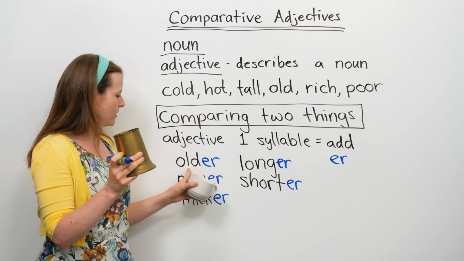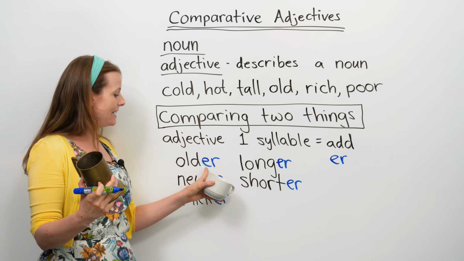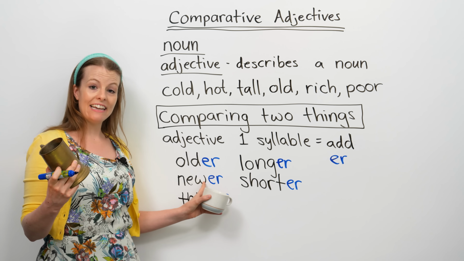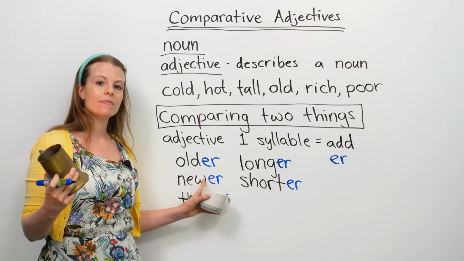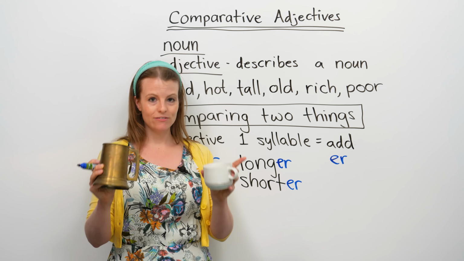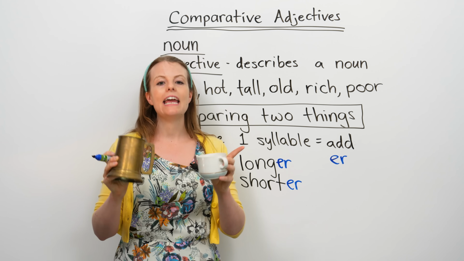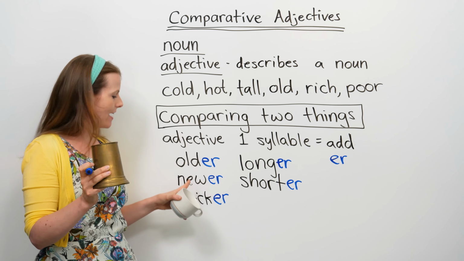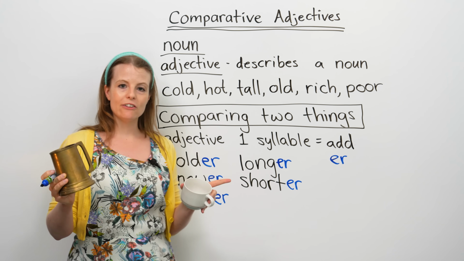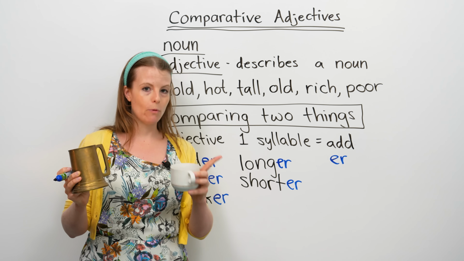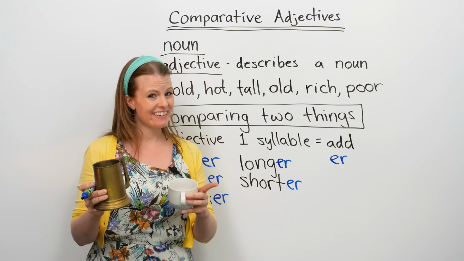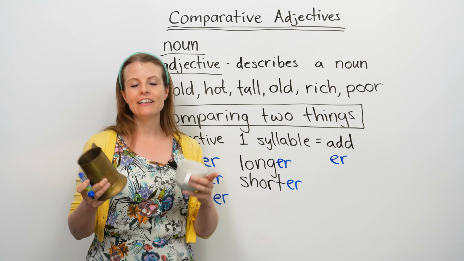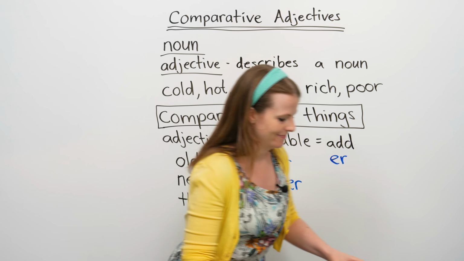So let's look at this. What did I do? I added ER to the word old. And I added ER to the word new. So when I'm comparing two things, if the adjective, in this case old and new, is one syllable or one beat, meaning it's a short adjective, we add ER. Let's look at another example.